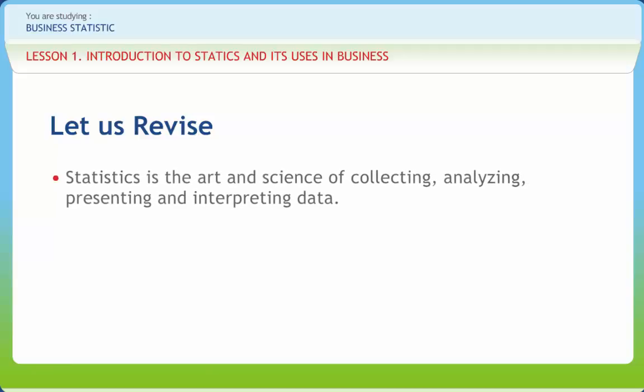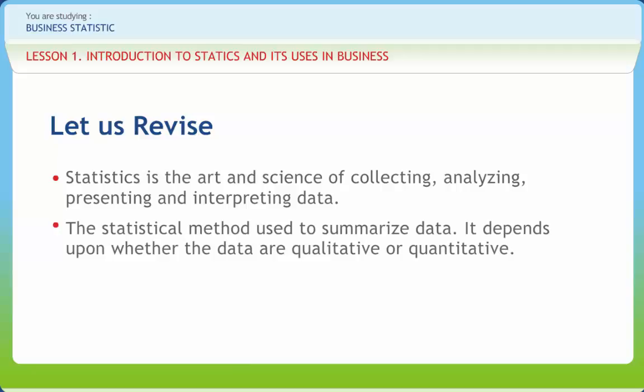Statistics is the art and science of collecting, analyzing, presenting and interpreting data. Data is the facts and figures that is collected, analyzed and interpreted. An observation is the set of measurements obtained for a single element in the data set. Qualitative data is the data that are labels or names used to identify an attribute of each element.